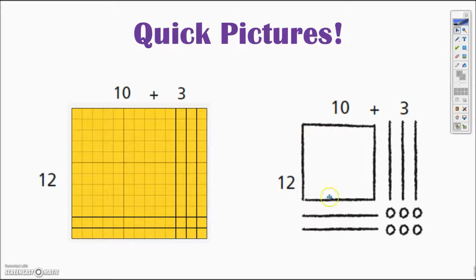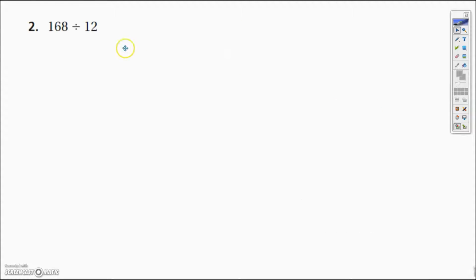And now here is the sketched out version of that. It's exactly the same. We have our 10 by 10 block here. They added 2 more 10s to make rows of 12, and then added 3 more rows of 12. So we'll do a couple of examples. And here is how you make your quick sketch here.